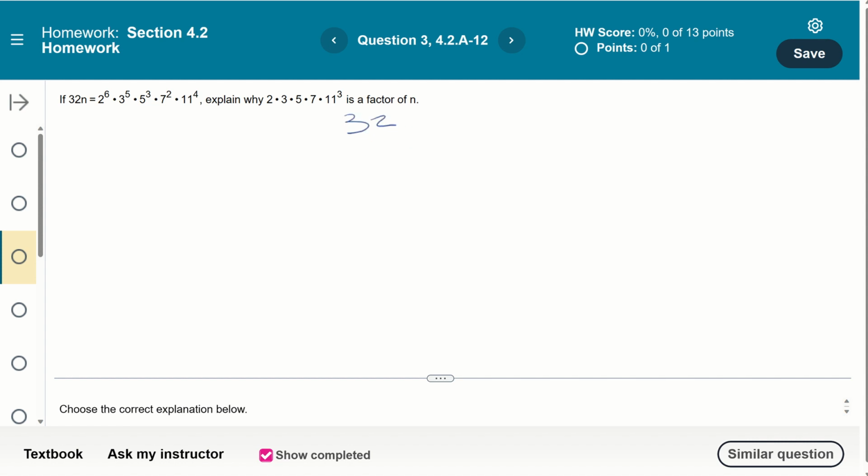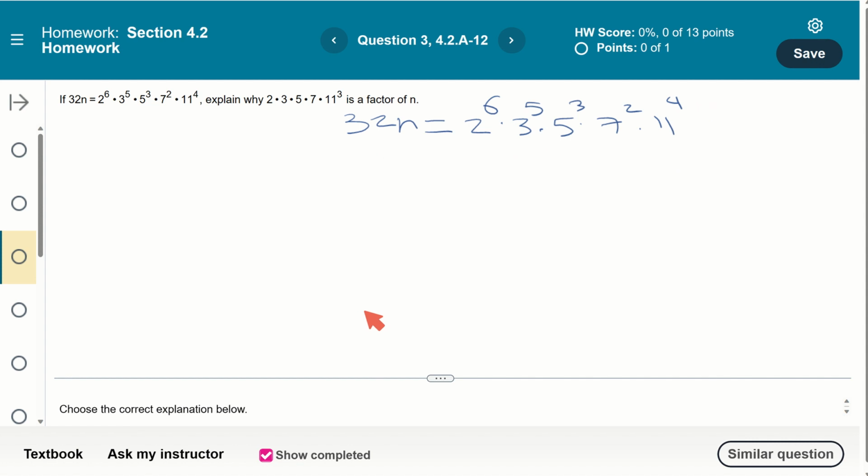Of course, as always, see if you can try to explain this on your own before you watch, if you have some clue as to how this should be done. That's always better. So we have 32n equals 2 to the 6 times 3 to the 5 times 5 cubed times 7 squared times 11 to the 4, right? Now, notice everything here is basically in prime factored form. I mean, these are all powers of primes, right? So 32 seems like an oddball in that it is not in that format.